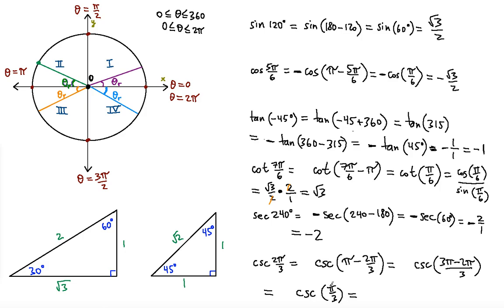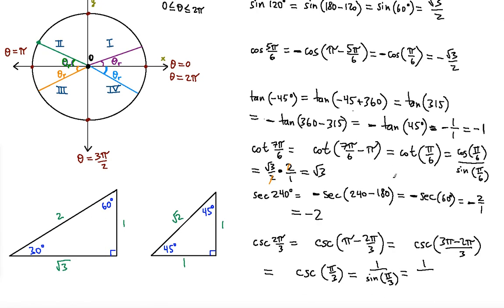Now, cosecant of pi over 3 is going to be 1 over sine of pi over 3, right? Because cosecant is the reciprocal of the sine. So 1 over, now what is sine of pi over 3? Sine of pi over 3 is going to be radical 3 over 2. So that means the 2 goes up and multiplies the 1. So the answer to this is 2 over radical 3.